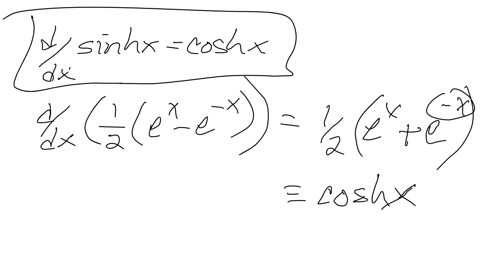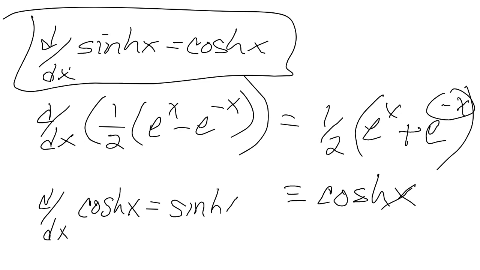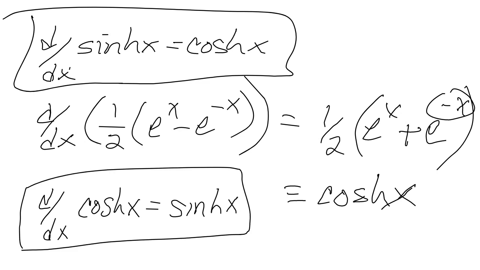So this is a theorem that we have. What's really nice too is we have another theorem that the derivative of cosh with respect to x is sinh. In the trig world, the derivative of sine is cosine, but the derivative of cosine is minus the sine. However, in the hyperbolic function world, the derivative of cosh is sinh. So that makes it a little bit nicer that way.